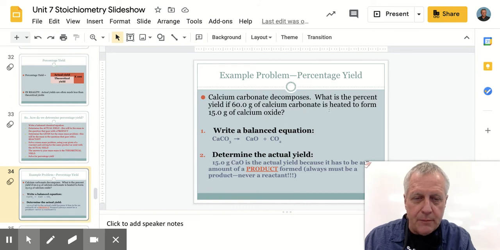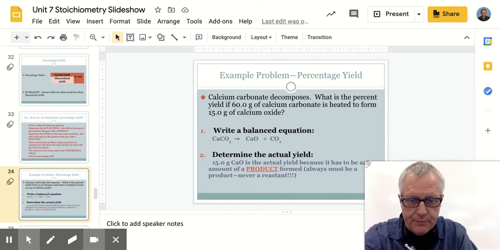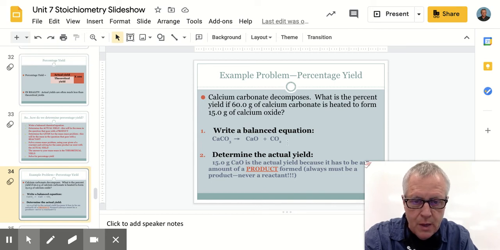Then it actually forms 15 grams of calcium oxide. So this is the actual amount, the actual yield, as they say. Okay, so we look at a balanced equation. Is our equation balanced? And it is. So it's a 1 to 1 to 1. So we're good there. Determine the actual yield.